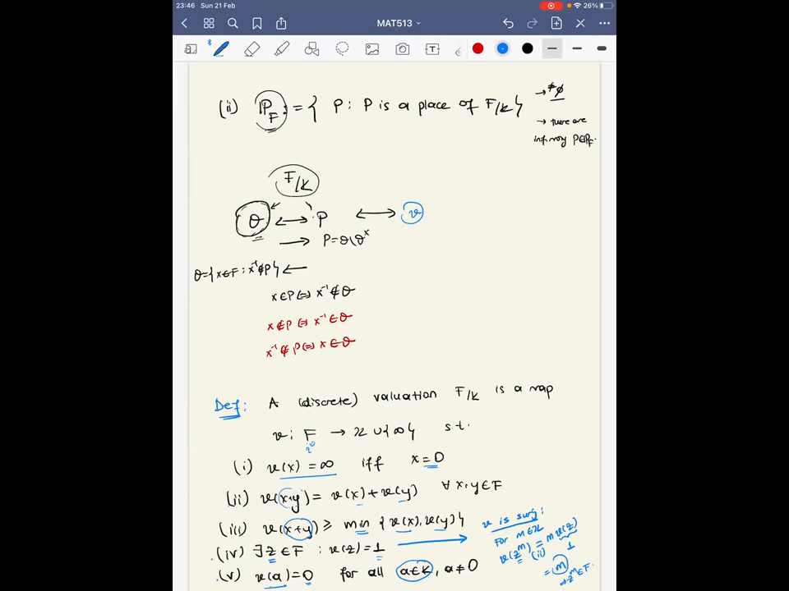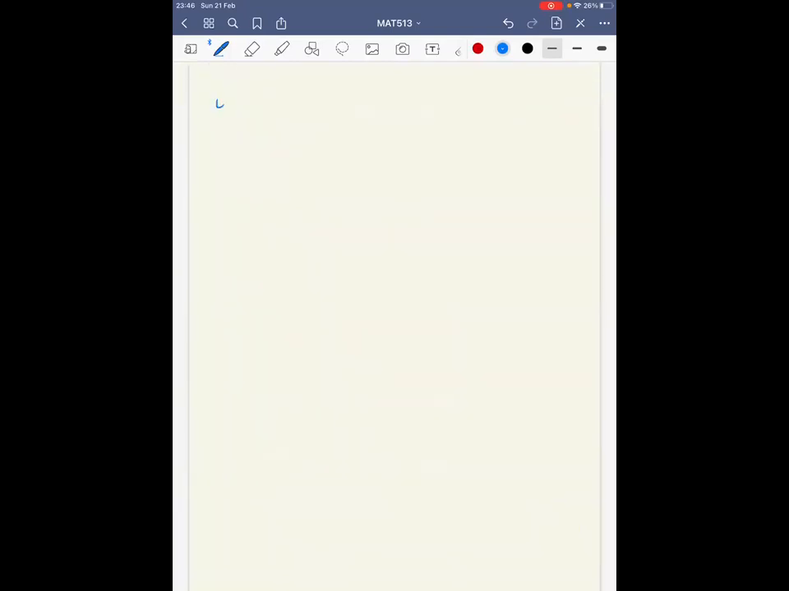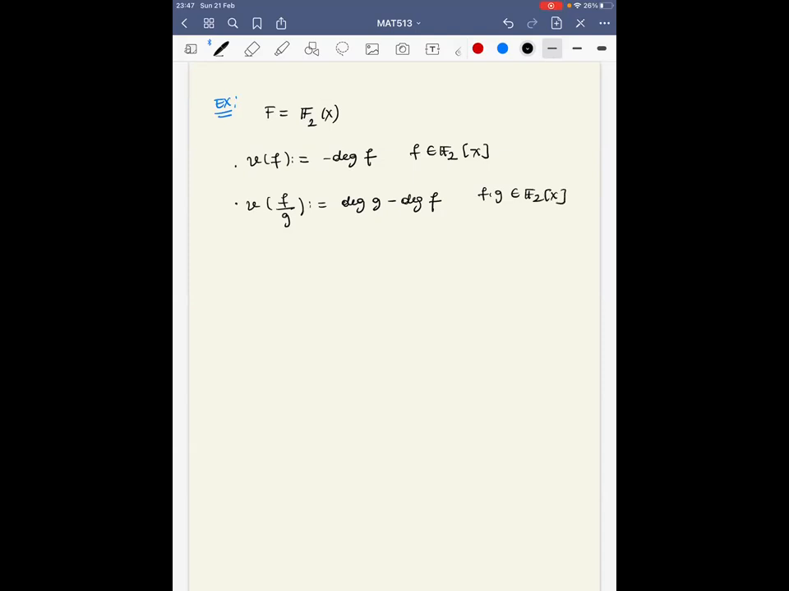For this definition, first let me give an example. In this example, let me consider a rational function field with coefficients from the binary field F2. And we will define the valuation of a polynomial f as minus its polynomial degree. And we extend this definition to fractions f over g as degree g minus degree f. Here f and g are polynomials and this is an element in a rational function field.